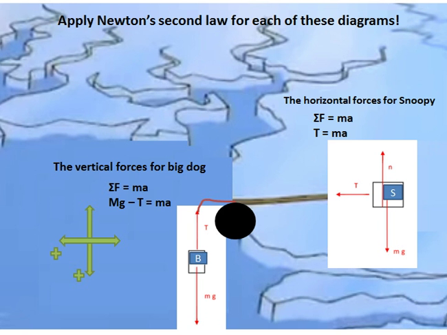So let's go into some algebra. The horizontal force for Snoopy is as follows. The only force in the horizontal direction, because there's no friction, is T, and that'll equal ma, mass of Snoopy. And then for the vertical forces, for the big dog, we have mg minus T equaling ma.